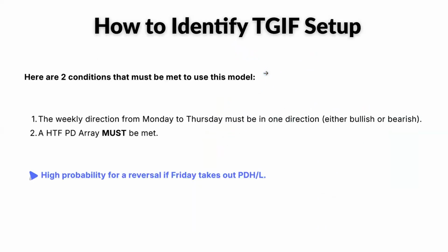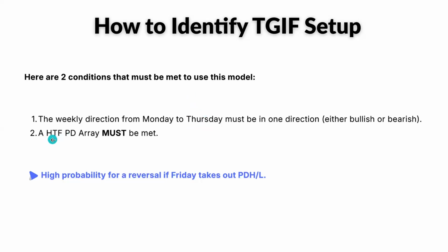So how do you identify the TGIF setup? I need you all to know that there are two conditions that must be met before you can use the TGIF model. The first condition is that the weekly direction from Monday to Thursday must be in one direction, either bullish or bearish. When you look at the weekly range, from Monday to Thursday, you want to be able to pinpoint the obvious direction here. Is it bullish or bearish? Whenever you look at Monday through to Thursday and it looks like a ranging market, or you're not sure if it's bullish or bearish, then you cannot use this model.